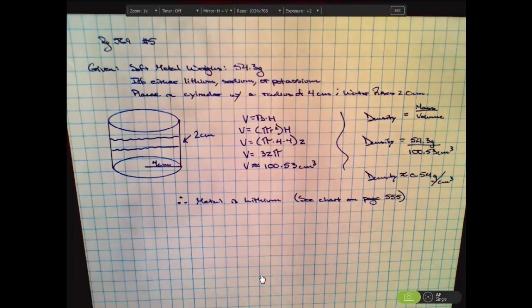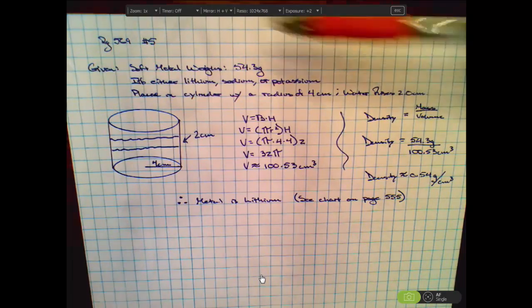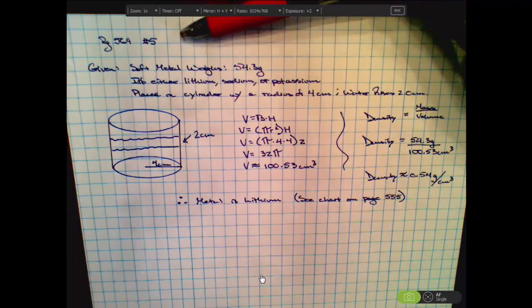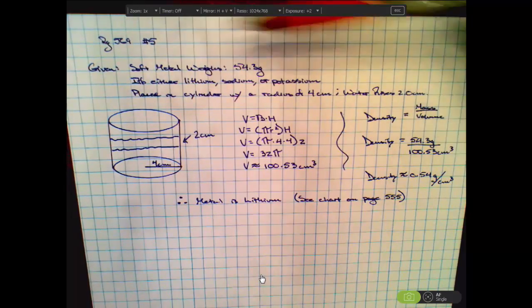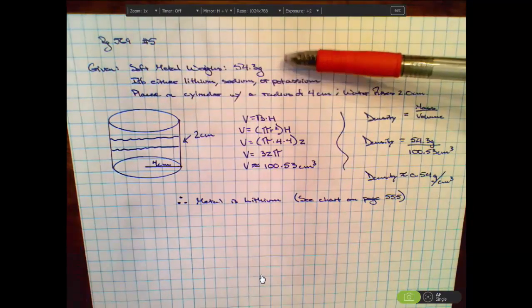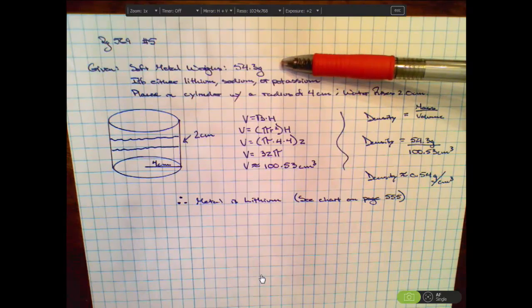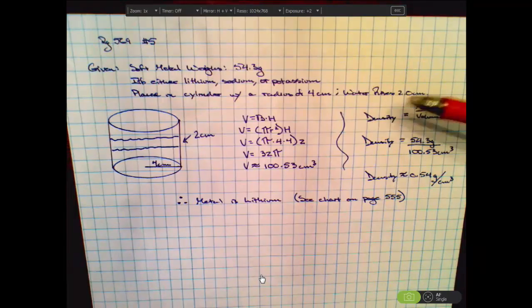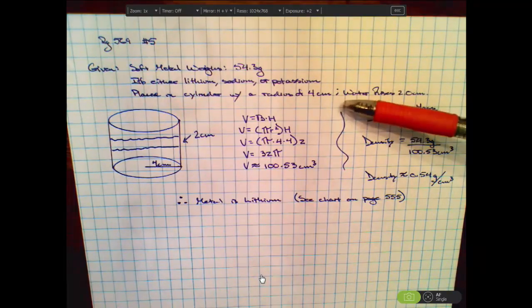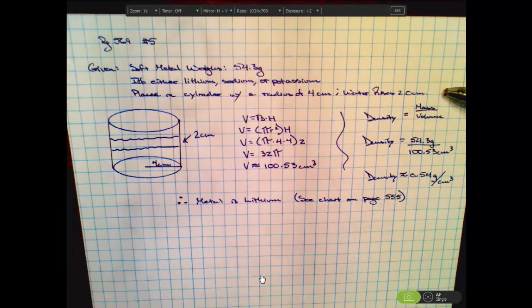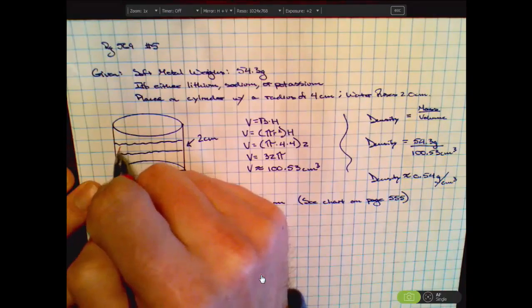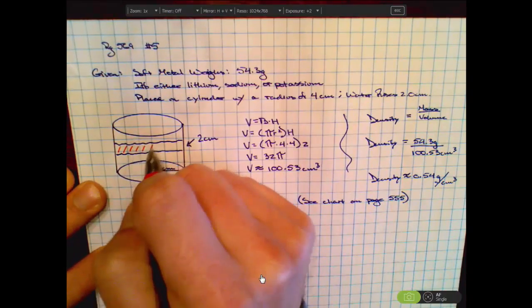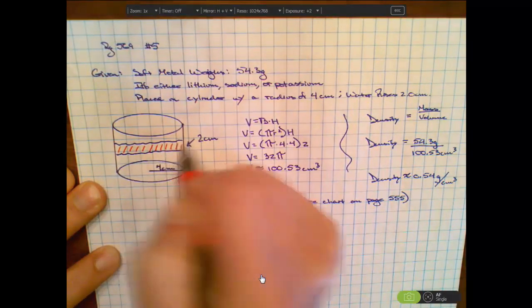Okay, Ethan. So here were the 4 questions that you had. This is starting on page 569, number 5. The given information is that there's a soft metal that weighs 54.3 grams. They tell us it's either lithium, sodium, or potassium. And then they place it in a cylinder with a radius of 4 centimeters, and the water is going to rise 2 centimeters. And so the part that you're trying to find here is the volume, or the change in the level of the water.